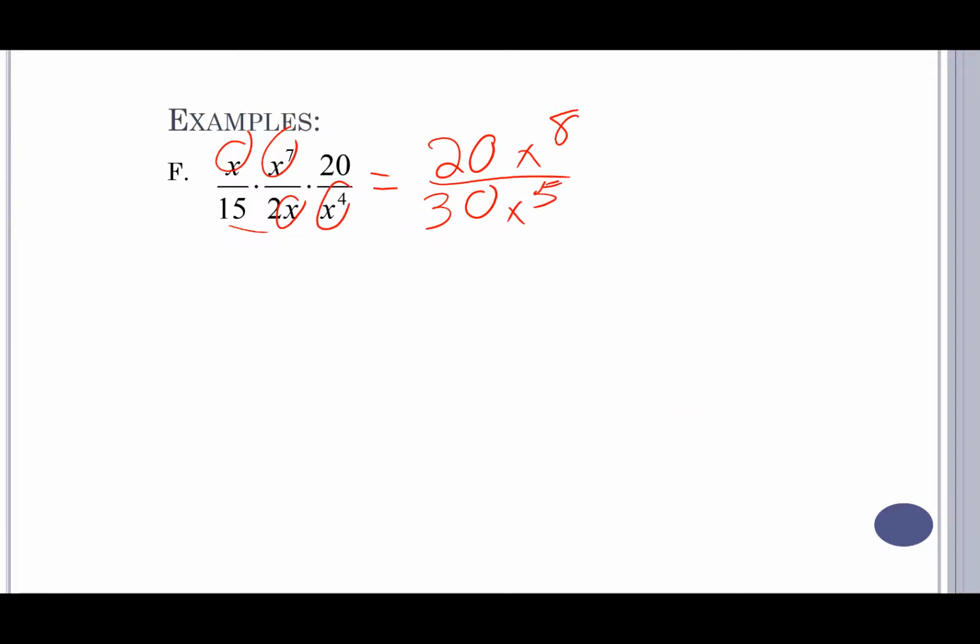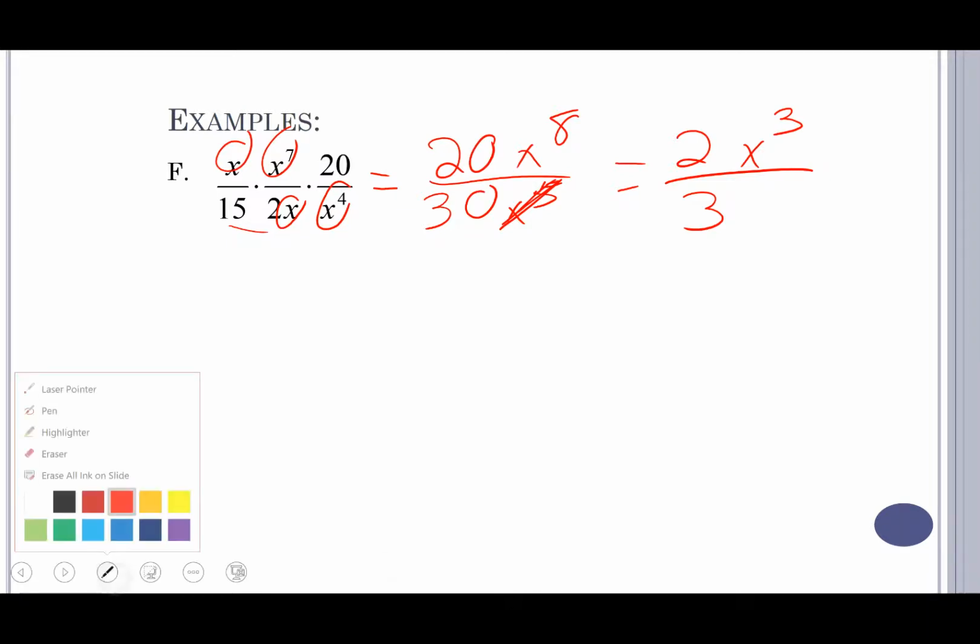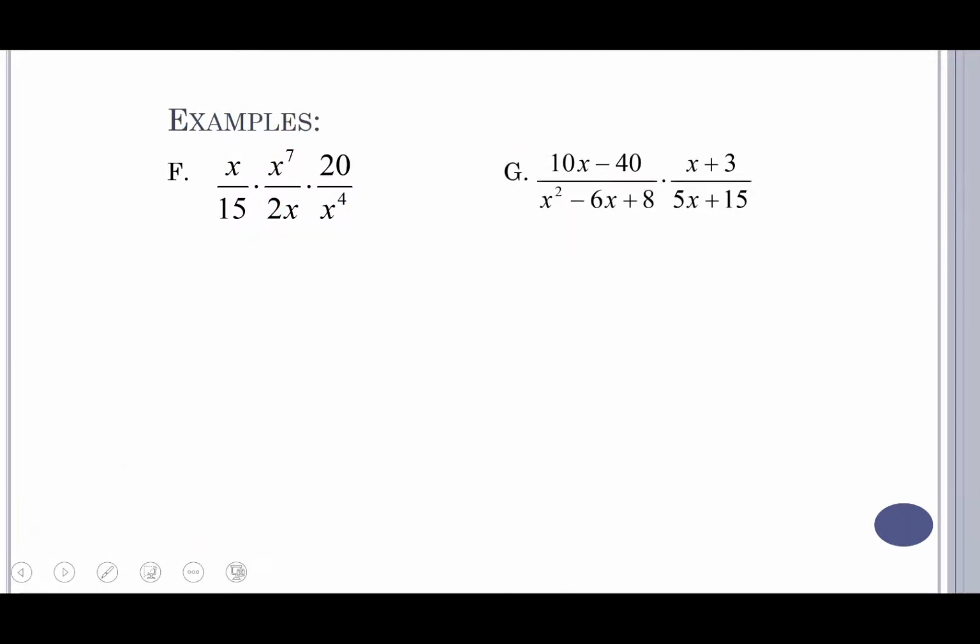So 20 over 30 reduces to 2 over 3, because you can divide both of these by 10. And then if you have 8 x's on top and 5 x's on bottom, then these 5 x's are going to cancel with 5 on top, leaving you 3 extras on top. So 2x to the 3rd over 3 would be your answer. Let's look at one we have to factor more, though. So this one, again, let's factor first. Let's see if anything cancels, and then we'll write our answer.